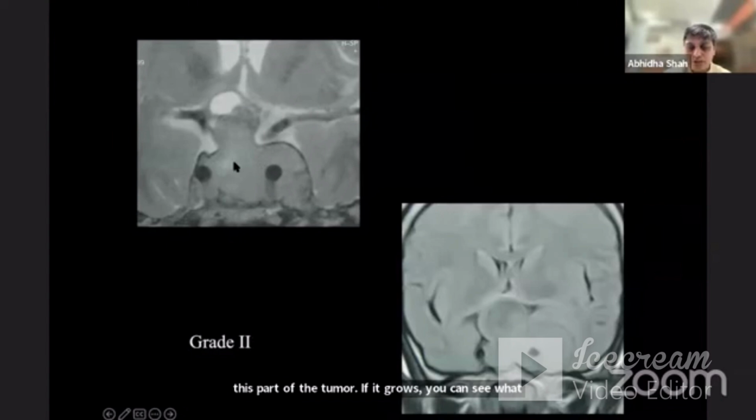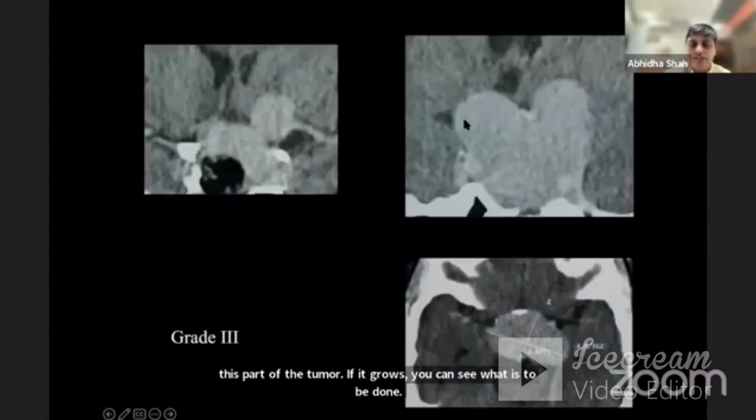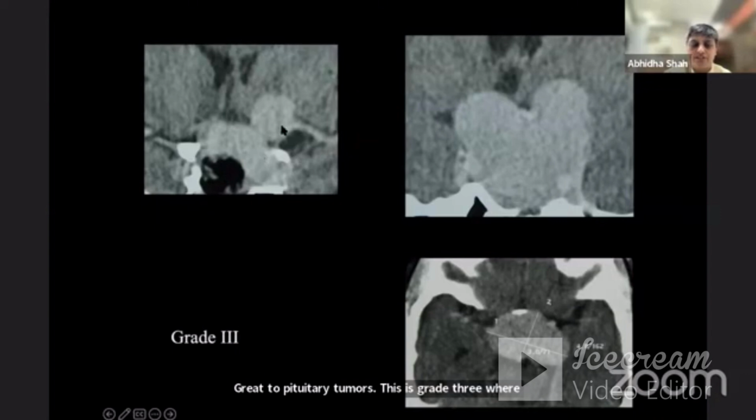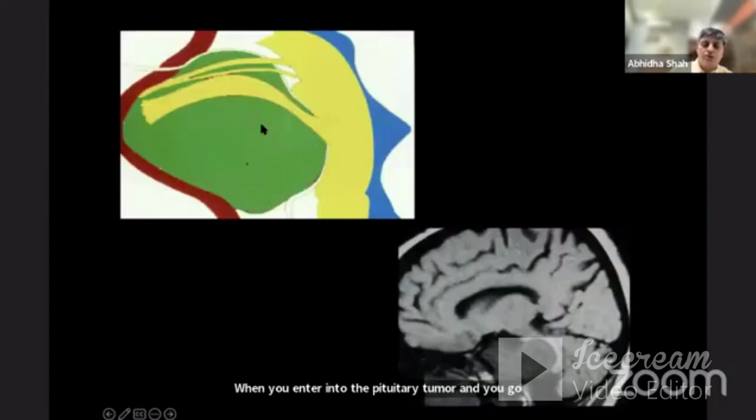Grade 2 pituitary tumors. This is grade 3, where there is elevation of the roof of the cavernous sinus. And here you can try and remove some tumor that comes when you enter into the cavernous sinus. When you enter into the sphenoid, into the pituitary tumor, and you go upward, sometimes you can reach this tumor by using a transsphenoidal approach.